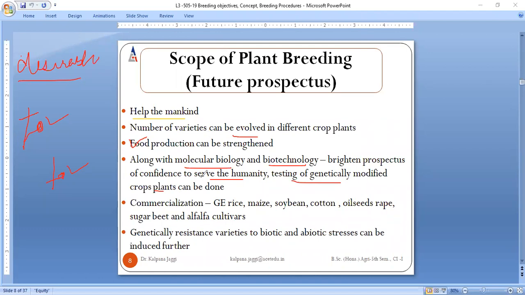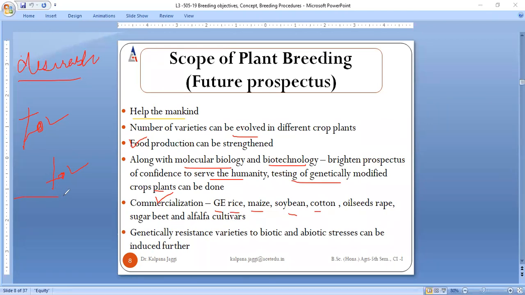Further, because we are going to evolve a number of new varieties, if those new varieties are found to be okay, then they can be commercialized. That means those particular varieties can be manufactured at a large scale. For example, genetically engineered rice, maize, soya bean, cotton, oil seeds, sugar beet, all these varieties have been commercialized. That means they are produced at a large scale so that they are available to each and every person.